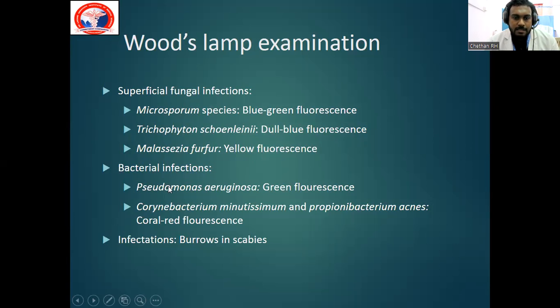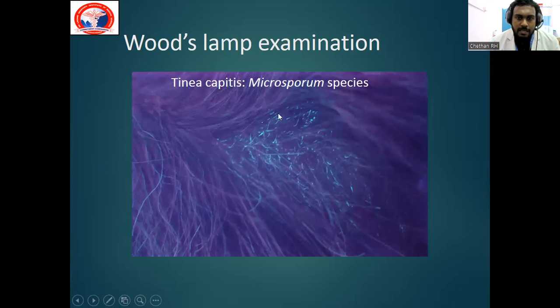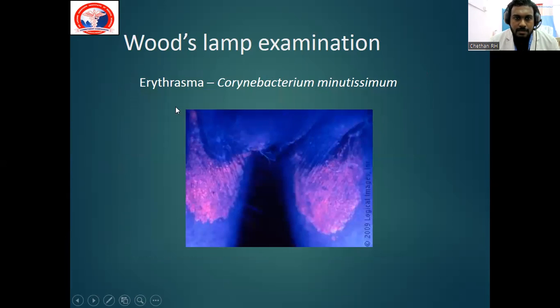Certain bacterial infections such as Pseudomonas aeruginosa emit green fluorescence, and Corynebacterium minutissimum and Propionibacterium acnes will emit fluorescence, and we can also elicit the burrows in case of scabies. So this is a good Wood's lamp examination of tinea capitis caused by a Microsporum species. You can see this blue-green fluorescence coming out of the scalp. And this is a case of erythrasma, which is caused by Corynebacterium minutissimum. You can see the coral red fluorescence seen under the Wood's lamp.